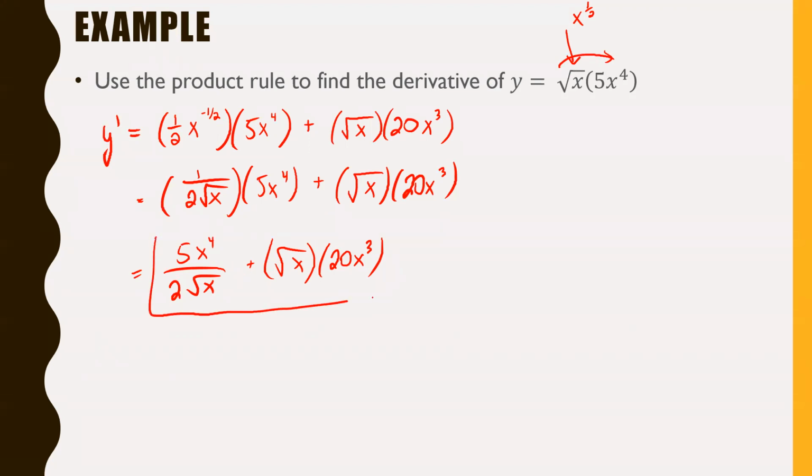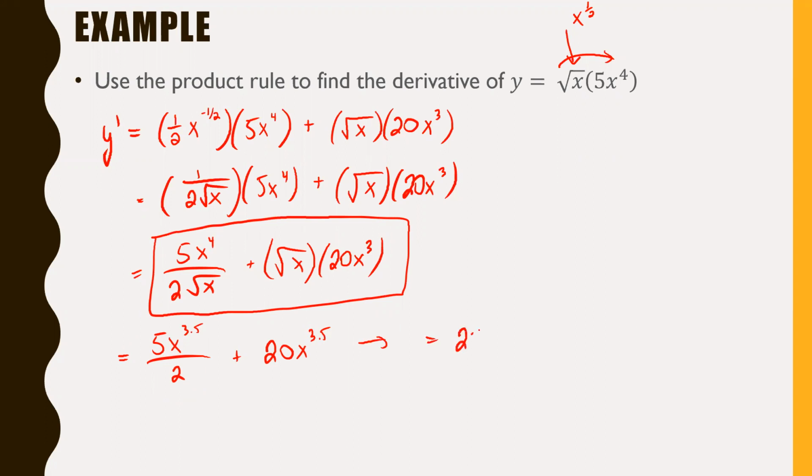So in all honesty, I would be totally fine if you just left it at this point. But out of your own genuine curiosity, if you really wanted to continue this further, it would look like 5x to the power of 3.5 over 2 plus 20 times x to the power of 3.5. Now, 5 divided by 2 is 2.5, so we could add 2.5 to 20. So this is going to equal 22.5 times x to the power of 3.5. Now, 3.5 could also be turned into a fraction. So this could be 22.5 times x to the power of 7 over 2. And then you could just change that to 22.5 times the square root of x to the power of 7.